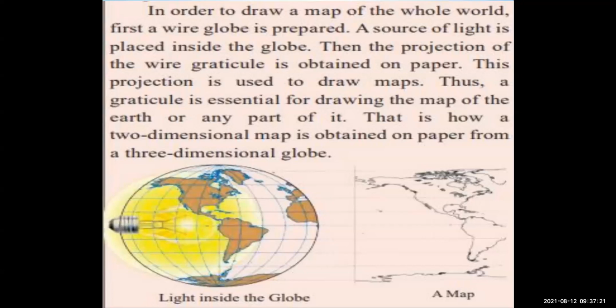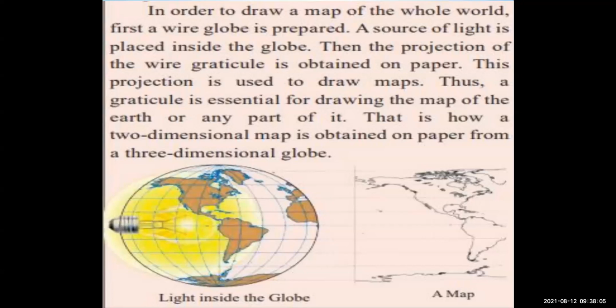So that's why, in order to draw a map of the whole world, first a wire globe is prepared, in which a source of light is placed inside the globe. Then a projection of this wire is made, and the wire graticule is obtained on a paper. Then this projection is used to draw a map. So in this way, graticule is essential for drawing the map of the earth.